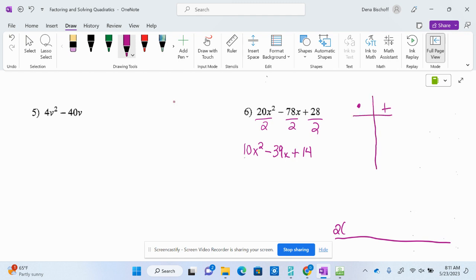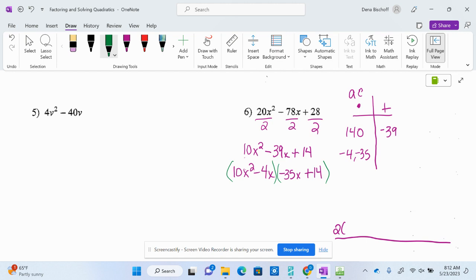What two numbers am I looking for? What is the product of A and C? A times C is 140, and the numbers have to add up to negative 39. Well, that's going to be negative 4 and negative 35. Those are the two numbers that we're using. So I have 10x squared minus 4x minus 35x plus 14. And that lets me make two groupings.